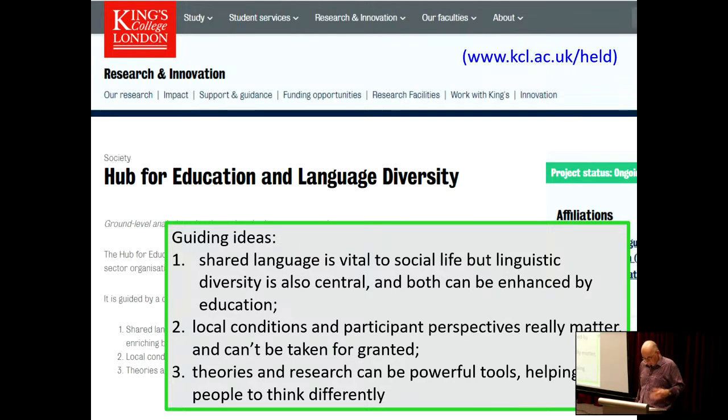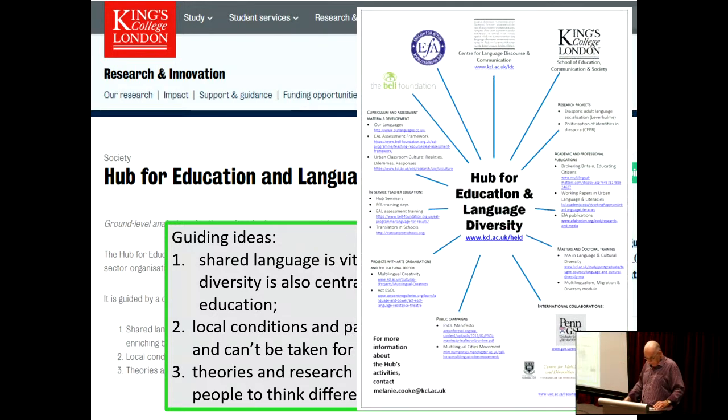Local conditions and participant perspectives really matter and can't be taken for granted. Theories and research can be powerful tools helping people to think differently. And here's a publicity flyer to point to a number of fronts on which we've been trying to carry these principles forward. But I'd like to talk about three of these arenas.